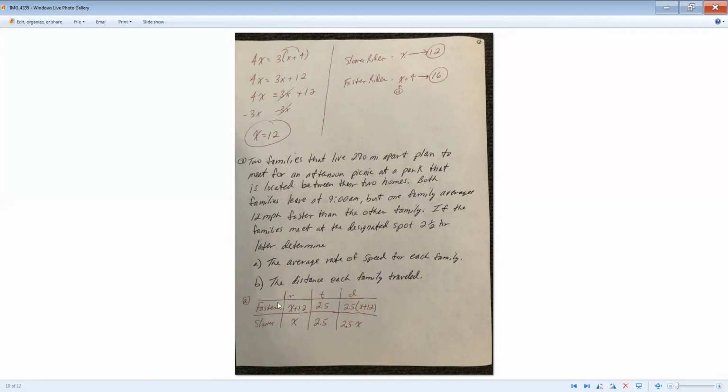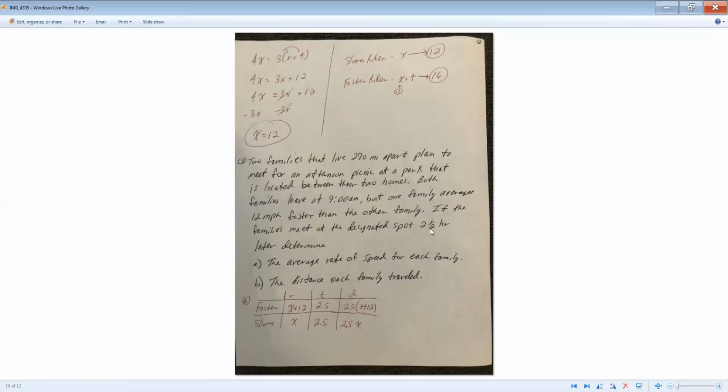So the first thing we do is recognize we have a faster family and a slower family. One family averages 12 miles per hour faster than the other. That means the slower family would be x, faster family would be x plus 12. Then it says the families leave at 9 a.m., they both leave at the same time.